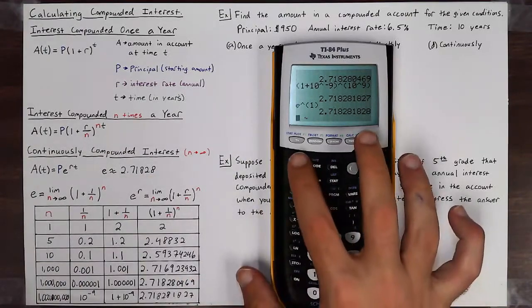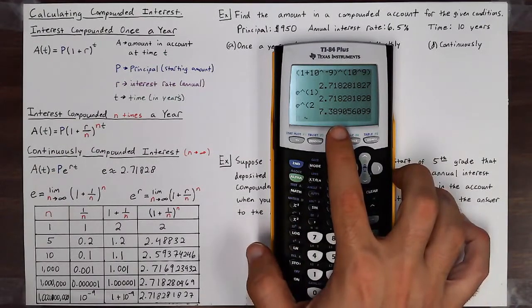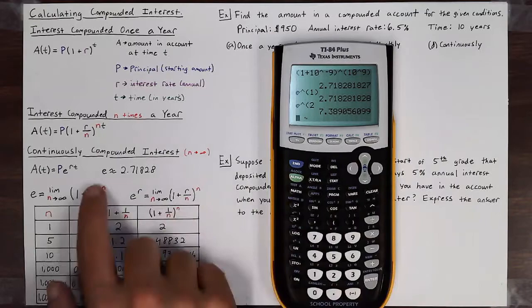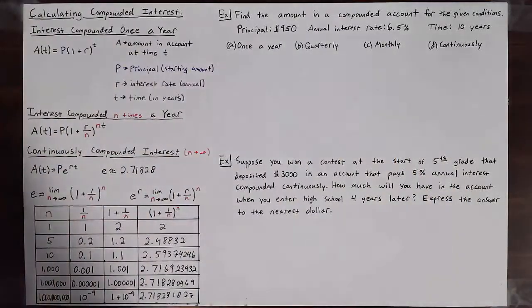And I can do e to any power I want to. So ln e squared is this number. So if I plugged in 2 over n here, it should approach that decimal, and so on and so forth. But now let's try this out with an example.